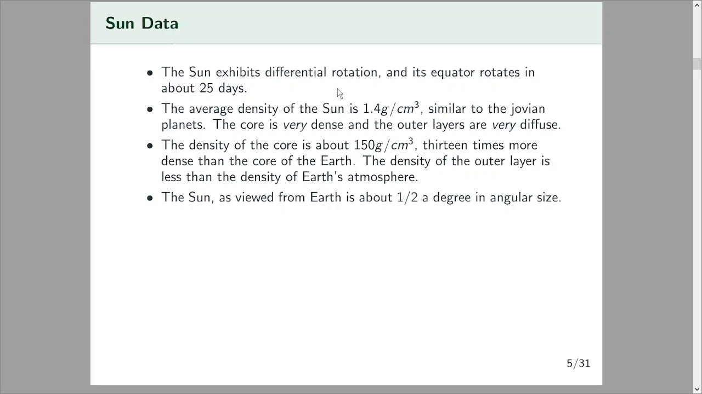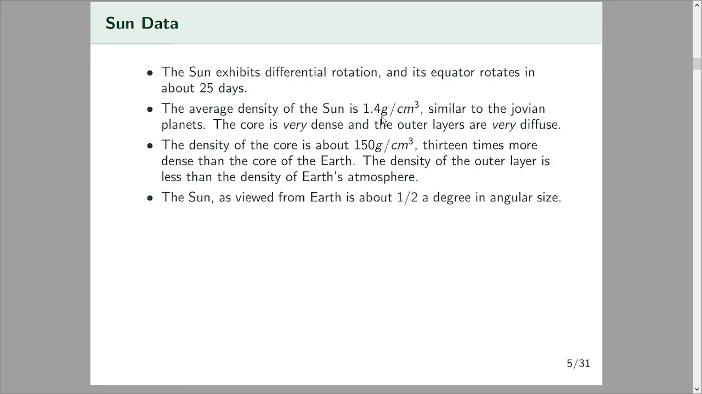If you were watching the Earth from far away, say from the moon, whenever North America came by as the Earth turned, you would always notice that South America is right underneath it. Well, that doesn't happen on the sun because the equator is turning faster than the poles. That's also true, by the way, of the Jovian planets. They all exhibit differential rotation. They rotate at different speeds at different latitudes.